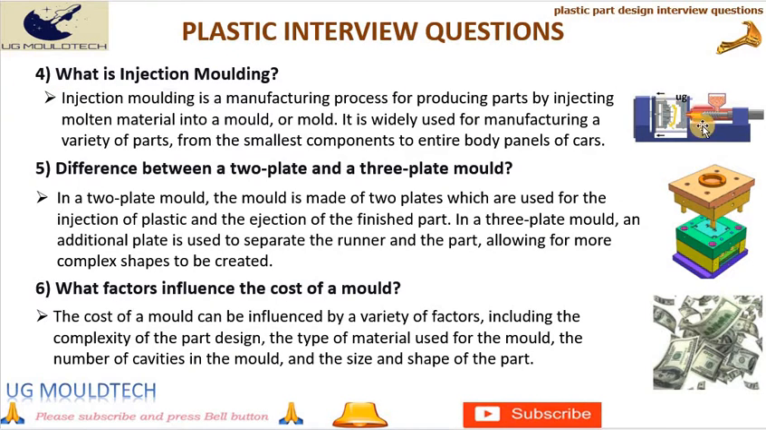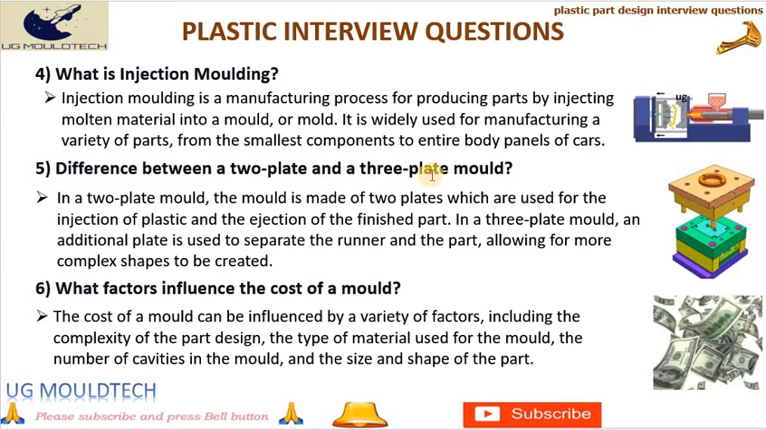Friends, next point in plastic part design interview questions is 4. What is injection molding? Injection molding is a manufacturing process for producing parts by injecting molten material into a mold. It is widely used for manufacturing a variety of parts, from the smallest components to entire body panels of cars.